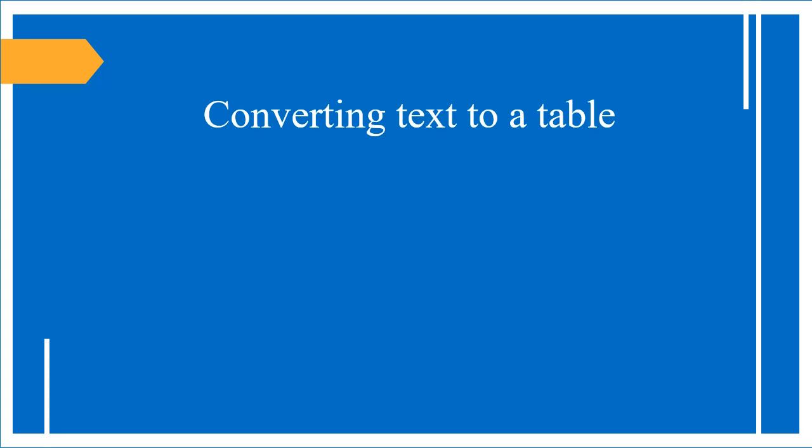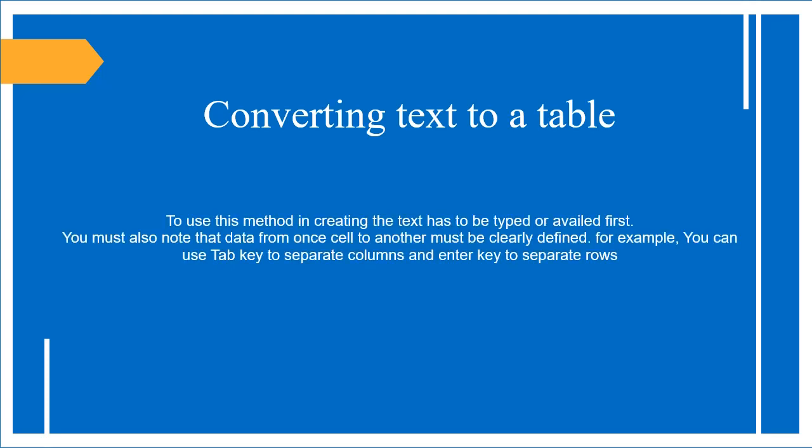Converting text to a table. To use this method in creating a table, the text has to be typed or availed first. You must also note that data from one cell to another must be clearly defined. For example, you can use the Tab key to separate columns.